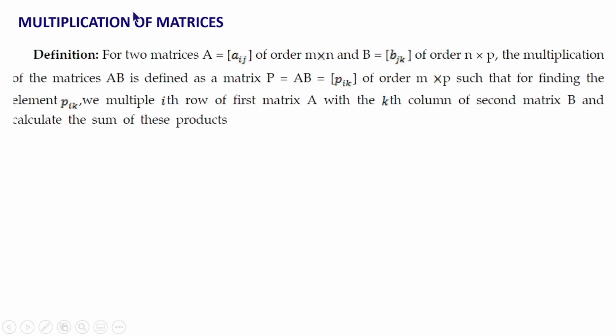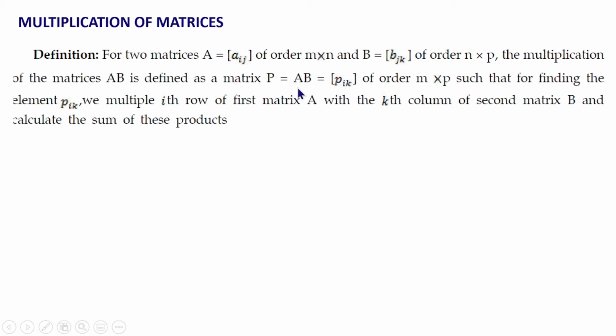Now the next one under algebra of matrices is multiplication of matrices. For two matrices A equal to Aij of order m by n and B equal to Bjk of order n by p, the multiplication of the matrices AB is defined as P is equal to A into B. This is equal to Pik of order m by p.